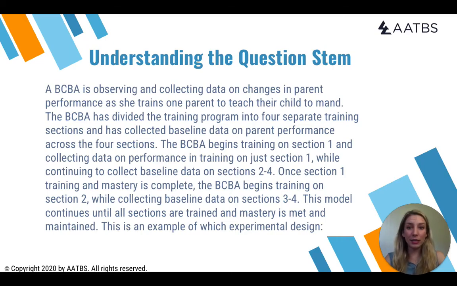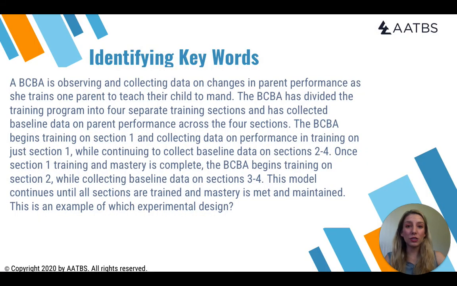Up next is going to be our identification of keywords. Remember, keywords are going to be specific words to cue in on that are going to help lead us to the correct answer. Sometimes keywords are concepts and principles of behavior analysis or specific behaviors mentioned in the question stem. Go ahead and take a minute and see if you can identify the keywords listed here. Ready? The keywords in this question stem are going to be parent performance, one parent, baseline data, and experimental design.